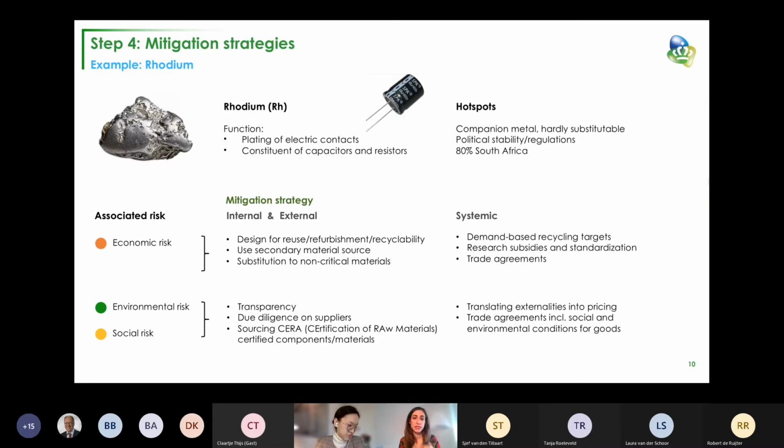So how do we cope with that? Internally and externally, for the economic risk, especially design for reuse, refurbishment, and recyclability, and basically the use of secondary material sources or also substitutions. And systemic-wise, demand-based recycling targets probably throughout the EU, and also, for example, working on trade agreements between countries. And for environmental and social risks, of course, transparency is always one of the main topics, and also to make contracts with suppliers as part of due diligence and source only certified raw materials. And also here, systemic-wise, for example, trade agreements.